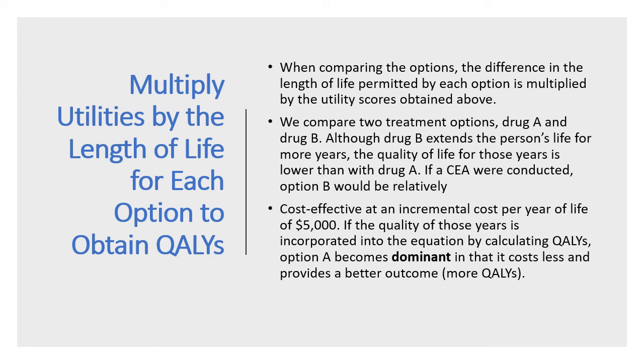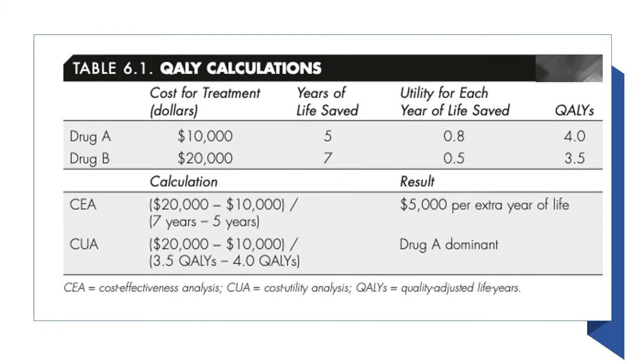It is cost effective at an incremental cost per year of life of $5,000. If the quality of those years is incorporated into the equation by calculating quality adjusted life years, option A becomes dominant in that it costs less and provides a better outcome. As an example, the calculation is done in the table here.